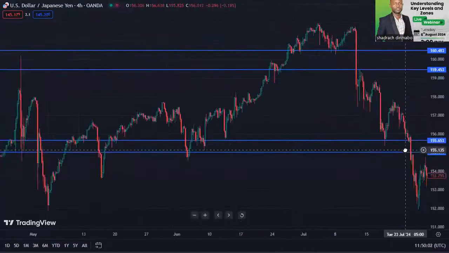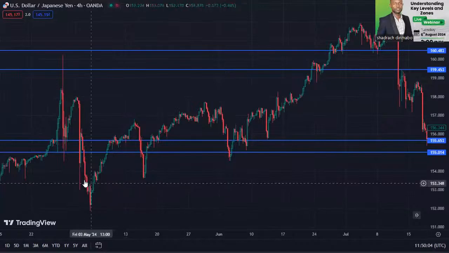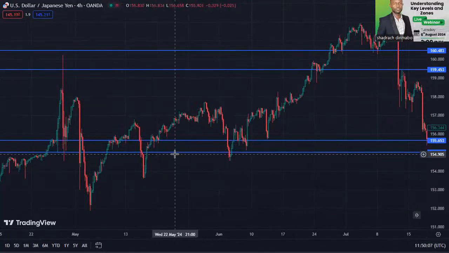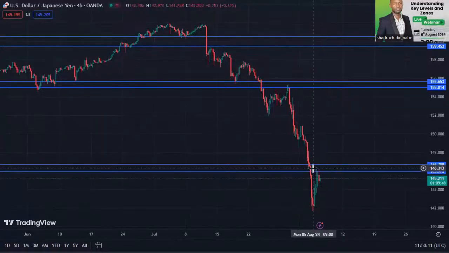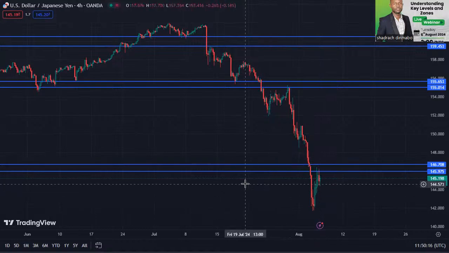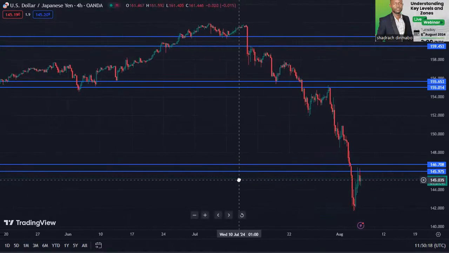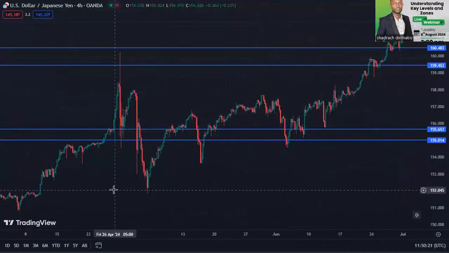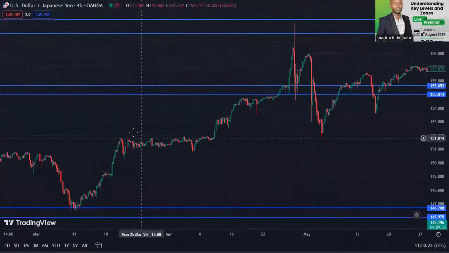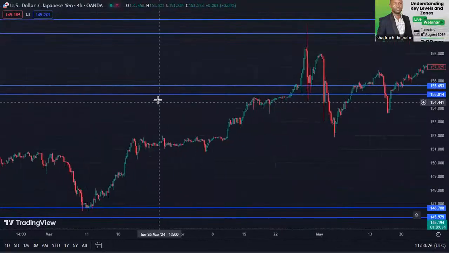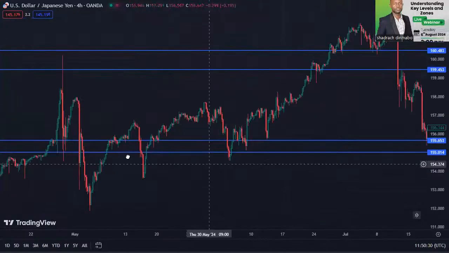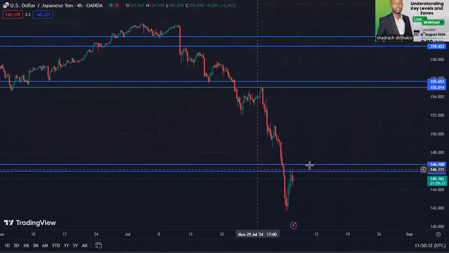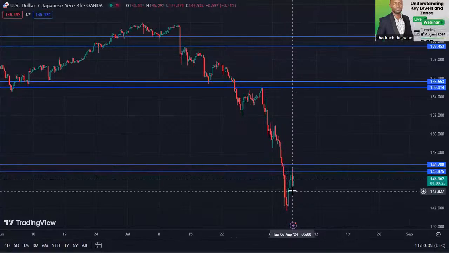But if you watch very well, you can see that this zone we plotted here is also the zone this market respected here. Could you see that? Yes, that zone was respected, right? This zone we have here is the same zone that the market respected here. Can you see that? See the rejection?